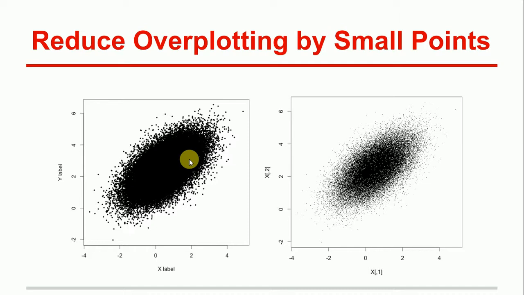Here everything looks the same. So from here to here, the only difference we've made is that for any given point here, we have reduced the size of that point. And simply by doing that, there are some patterns that are visible now which were not visible here.